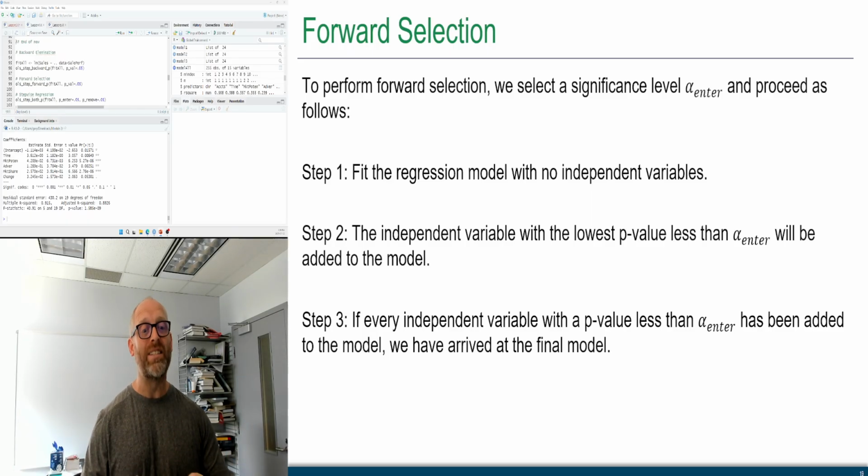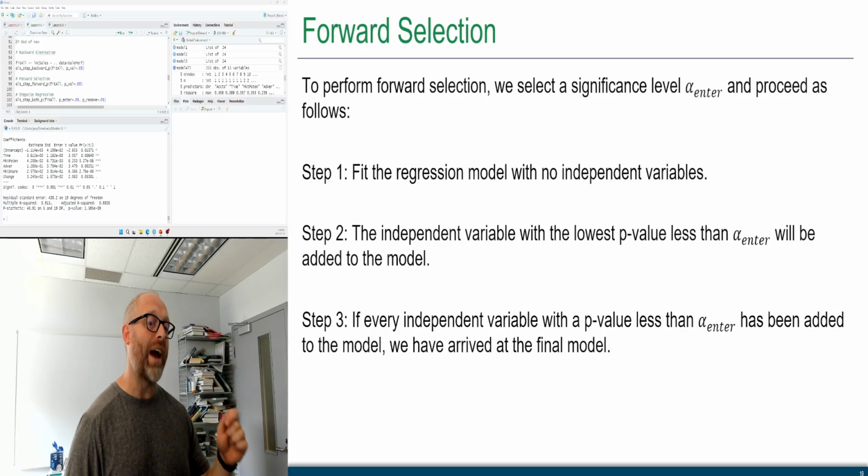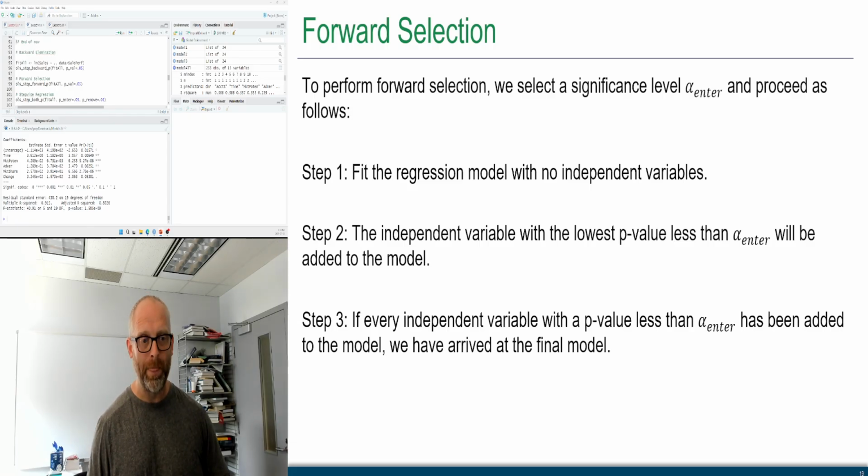Now, when I say it's going to be the one that enters, it has to meet the criterion that whatever that p-value is has to be less than our alpha enter. So if we set our alpha enter to be 5%, so 0.05, all of our p-values would have to be less than that. That's the level of statistical significance we are in fact looking for. All right, so that's step two.